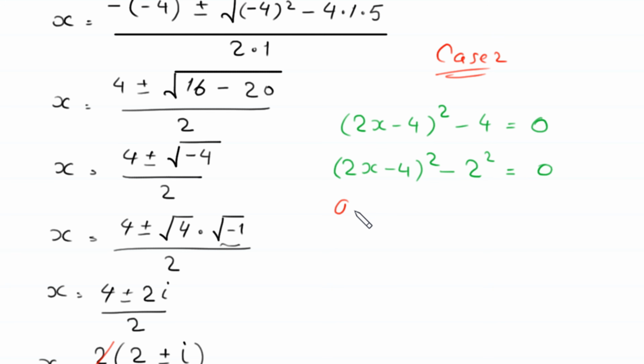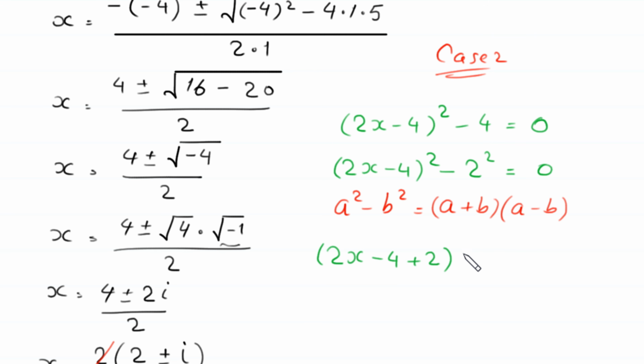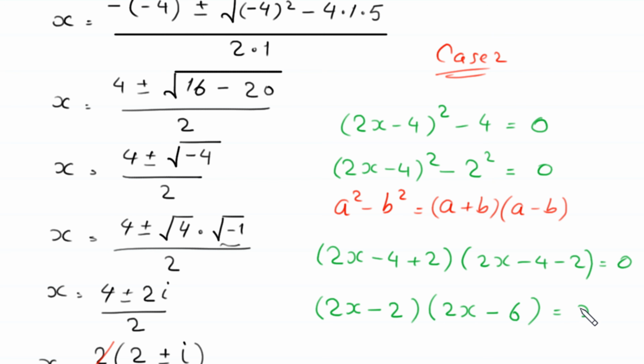So by using this algebraic identity, a squared minus b squared is equal to a plus b times a minus b, this will become (2x - 4 + 2) times (2x - 4 - 2) is equal to 0. Next, 2x, this negative 4 plus 2 will become negative 2, times 2x, this negative 4 minus 2 will become negative 6, is equal to 0.